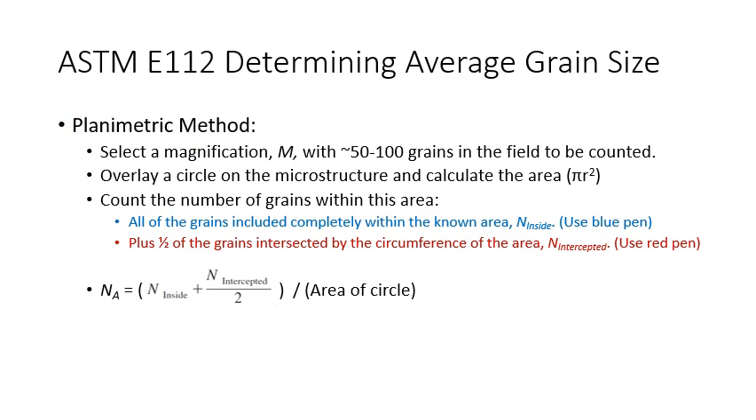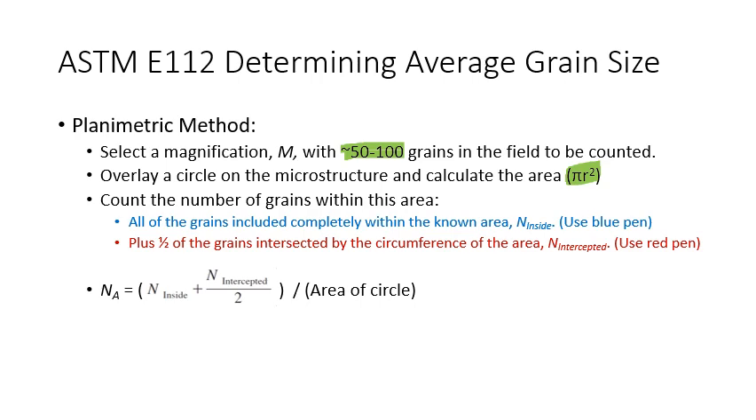To determine the grain size using the planimetric method, start by selecting a magnification where you can see 50 to 100 grains in the field, the area that you're going to count. Then overlay a circle on that microstructure and calculate the area of that circle. And then you're going to start counting the grains in that area.